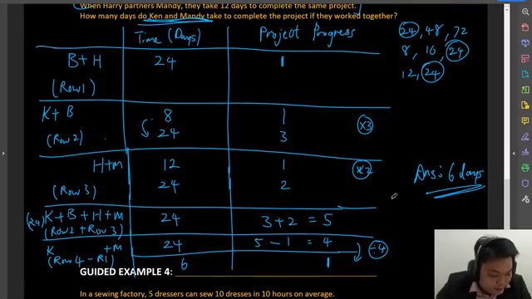Okay? No, it's not 4 days. 4 is the project progress. But you want to find the number of days for Ken and Mandy working together to produce one project. That will have to be 6 days. Okay, very good.